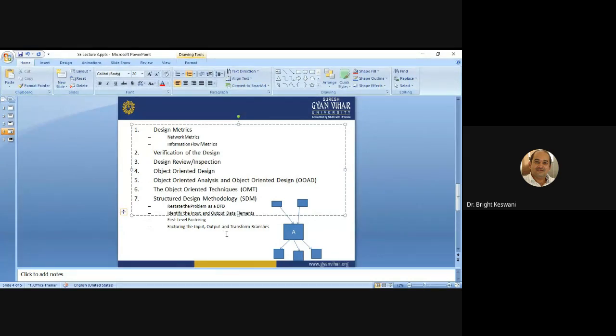Okay. Then the next topic is object oriented design. So abstraction in software generally takes two forms. What are those two forms? Tell me. Abstraction in software generally takes two forms. What are those two forms? Abstraction means what? And what are the two forms of abstraction?